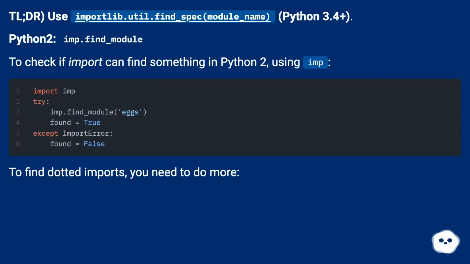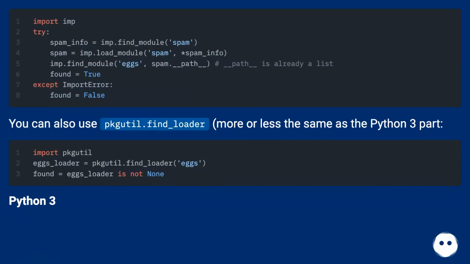importlib.util.find_spec(module_name) in Python 3.4+. In Python 2, use imp.find_module to check if import can find something. To find dotted imports, you need to do more. You can also use pkgutil.find_loader, more or less the same as the Python 3 part.